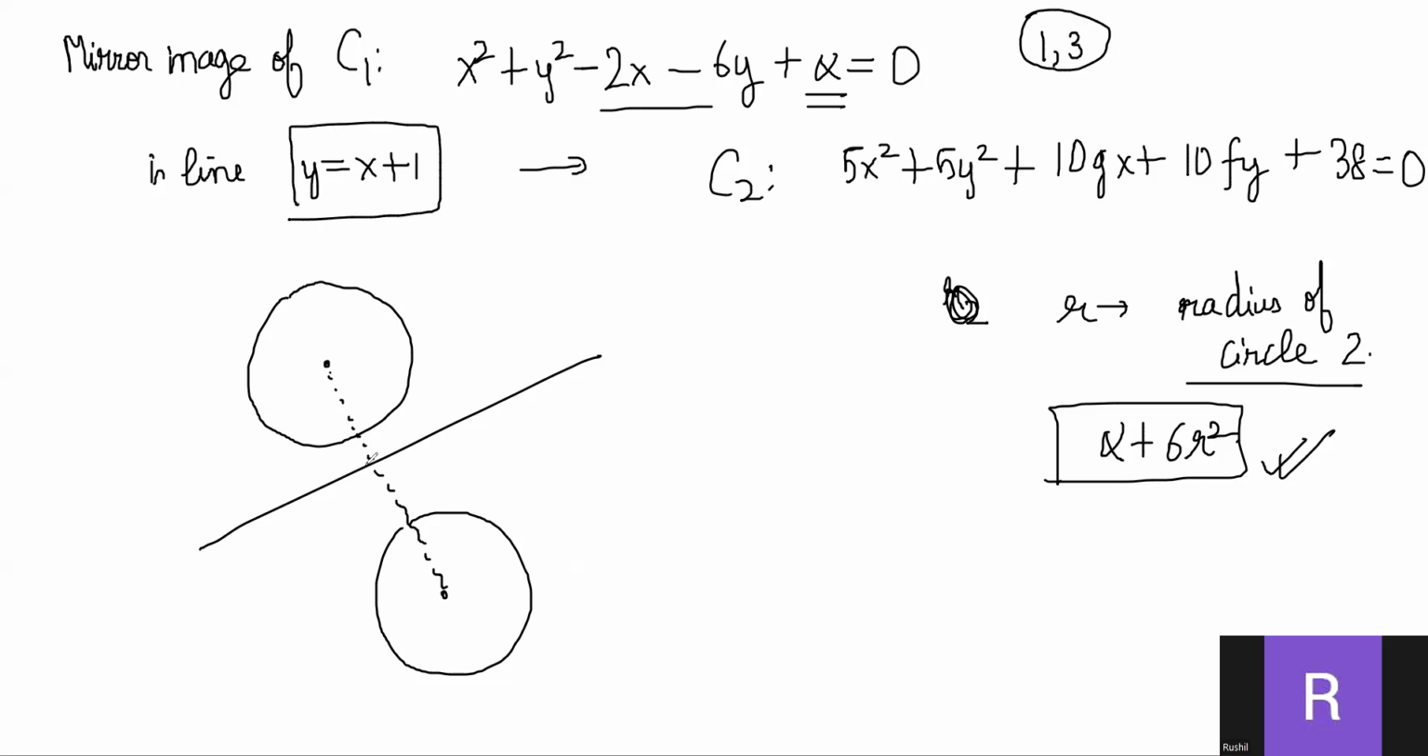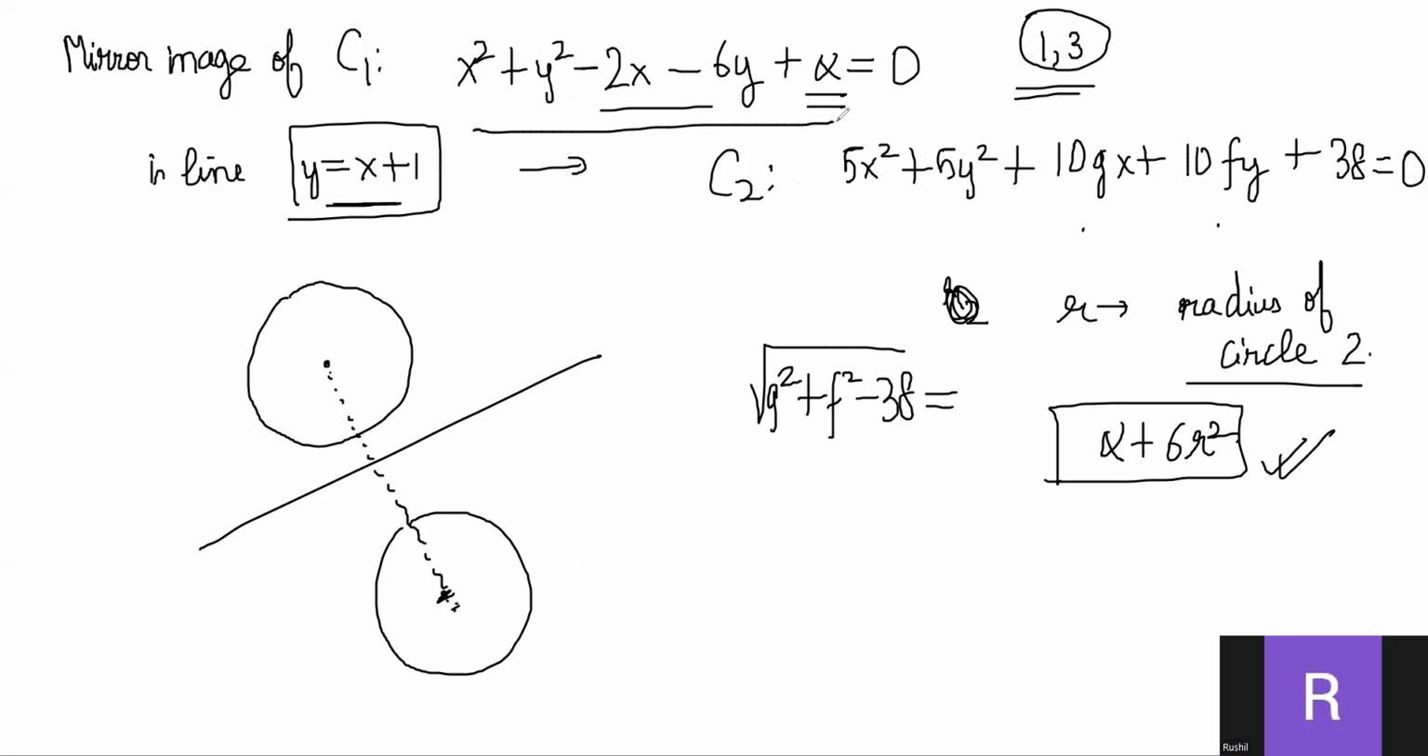Reflection on this line will easily give you the center. Reflection on this line is very easy of 1 comma 3. If you know the center directly, you know G and F. If you know G and F, you know G square plus F square minus 38 is equal to the radius of this circle, which is going to be root over 1 square plus 3 square minus alpha. We know G and F, we'll get alpha. And once we get alpha, we know the radius.